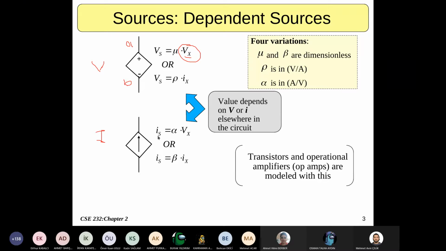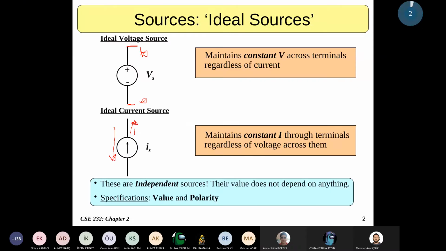Similar to that, the current passing through this branch towards this direction, where the arrow shows, will be a multiple of a voltage or a current in the circuit. Most of the time we use this kind of representation for modeling transistors and operational amplifiers that we'll be seeing in the 10th or 11th week of the semester. Anyway, yes. Ideal sources are modeled by round elements.